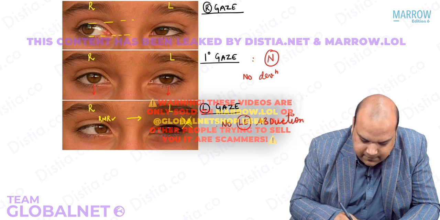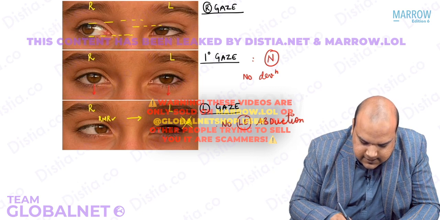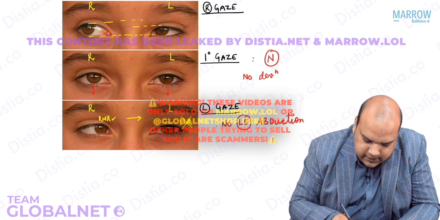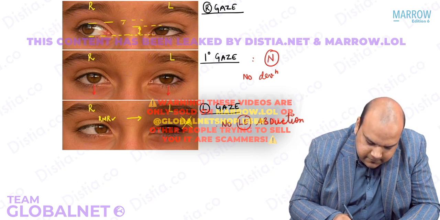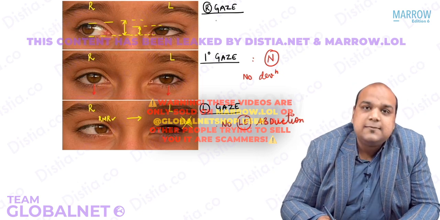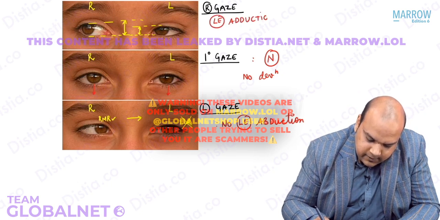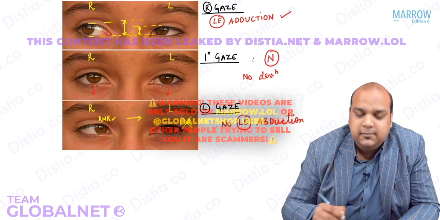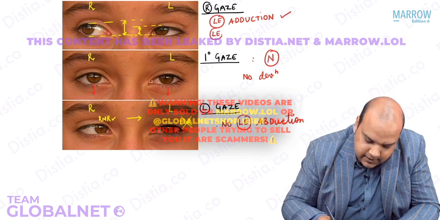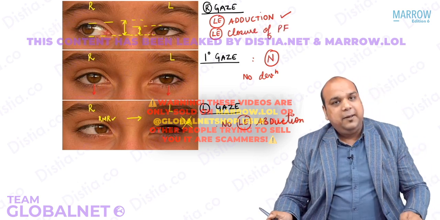This is the palpebral aperture of the right eye. This is the palpebral aperture of the left eye. So, can I say on right gaze, left eye adduction is present, but what is occurring? Left eye closure of palpebral fissure. Am I clear to everybody?